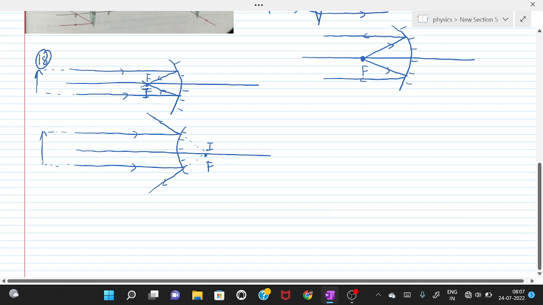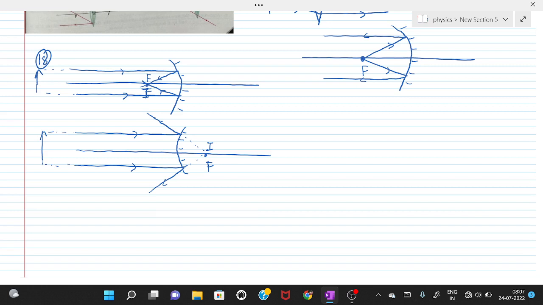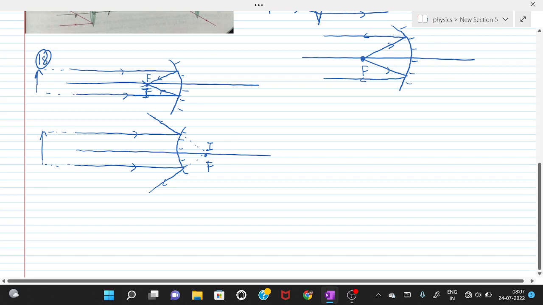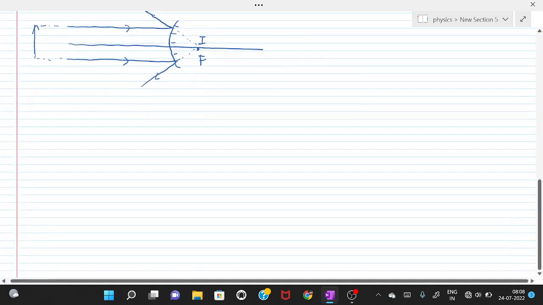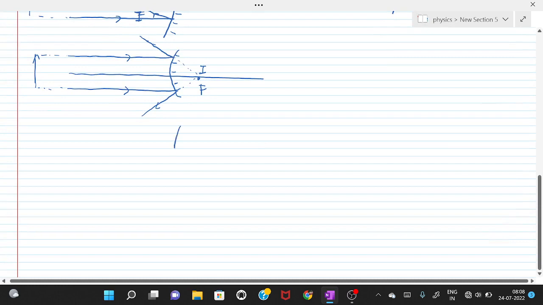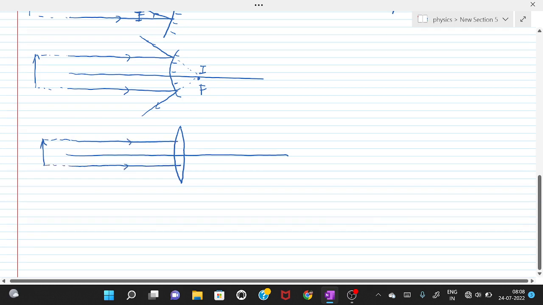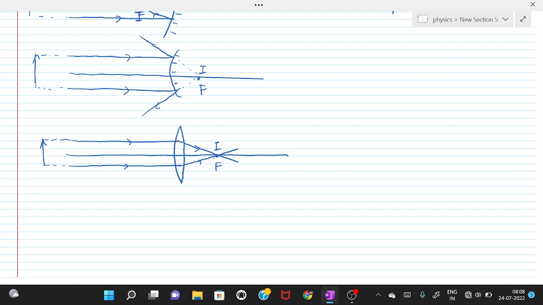Now in case of a concave mirror or convex mirror, when the object is at infinity, we get the image at the focus, of point size and highly diminished. And similarly, if we have a convex lens, and the object is at infinity, what kind of rays will come from infinity? Parallel rays. And we know that if rays come parallel to the principal axis of a convex lens, they converge at the focus. So again here at the focus, we will get the image, and the image will be point size, highly diminished, and real, because the refracted rays are actually meeting.